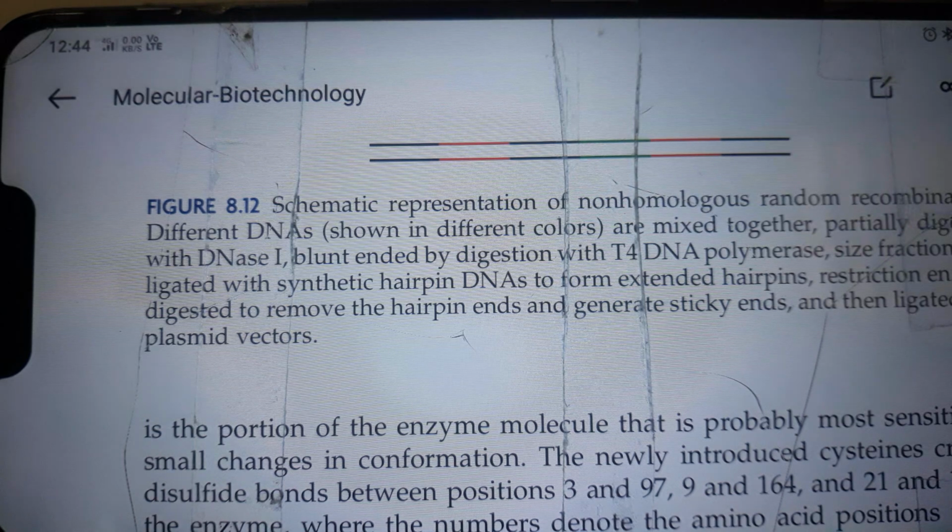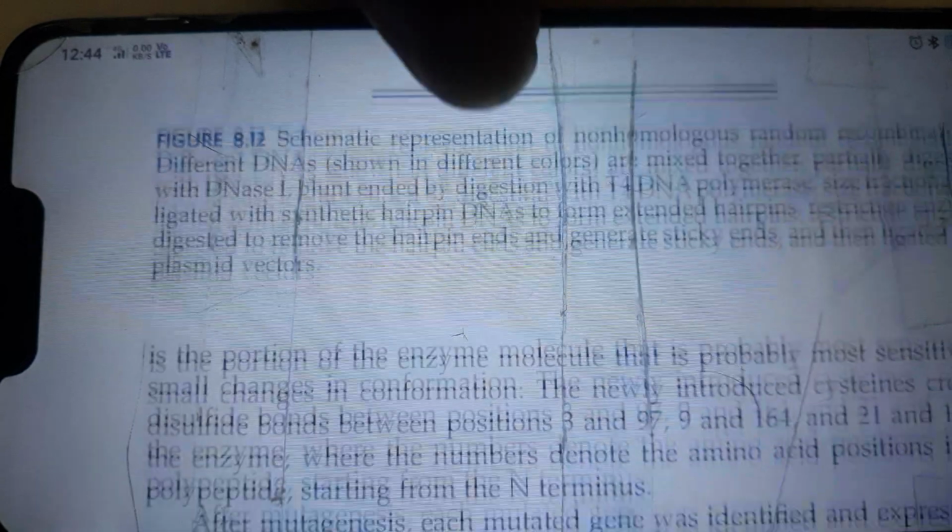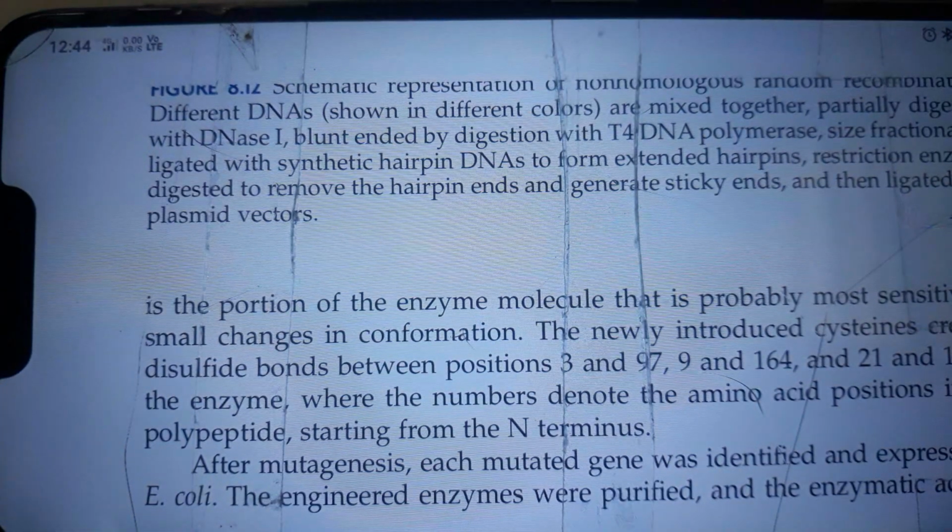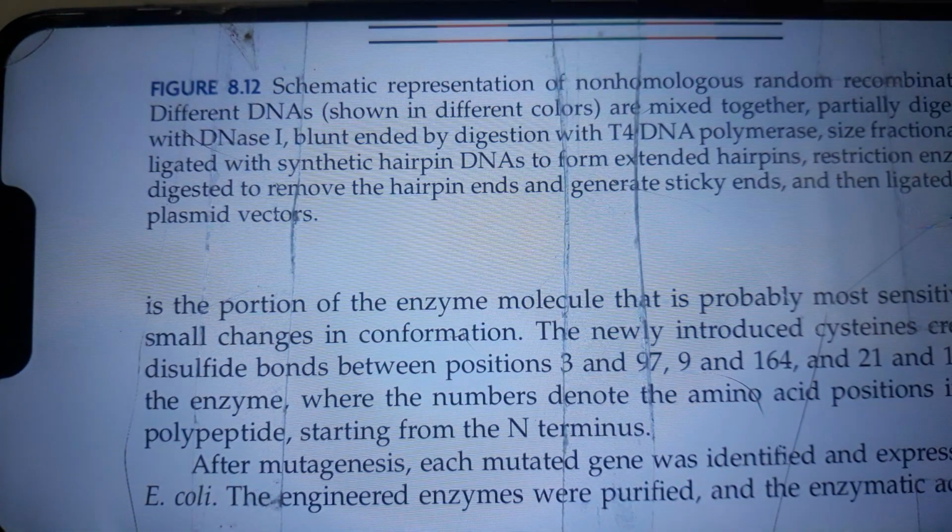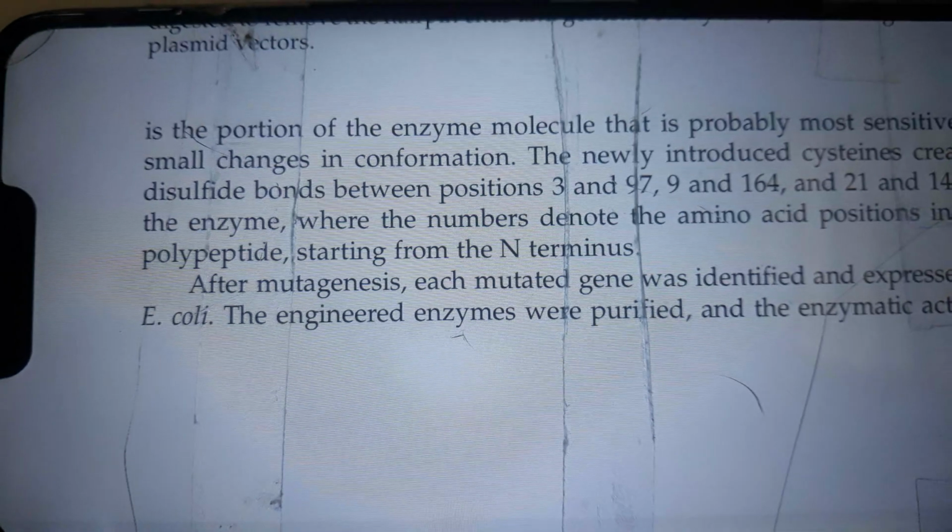Figure 8.12 is a schematic representation of homologous random recombination. Different DNAs, shown in different colors, are mixed together, partially digested with DNase I, blunt ended by digestion with T4 DNA polymerase, size fractionated, and ligated with synthetic hairpin DNA to form extended hairpins. Restriction enzyme digestion removes the hairpin ends and generates sticky ends, and the fragments are then ligated into plasmid vectors.